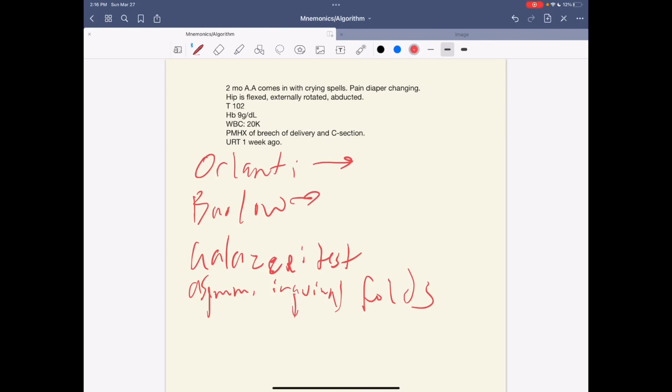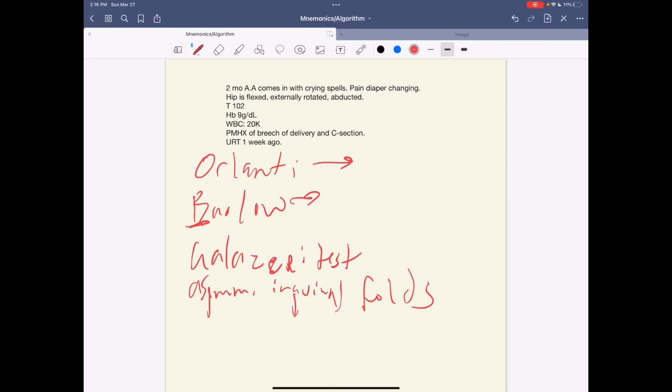Barlow is where you posteriorly push the femur and then you abduct it, backing out. Ortolani, you anteriorly pull the femur and then you adduct it. Okay, so you anteriorly pull it and adduct it. Barlow, you posteriorly push and abduct it.